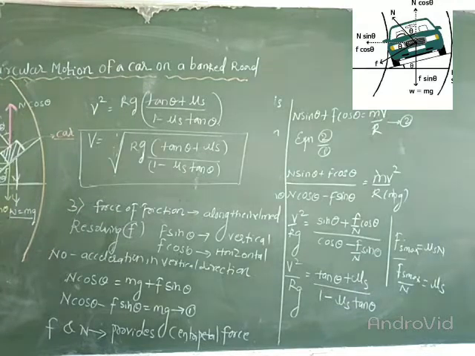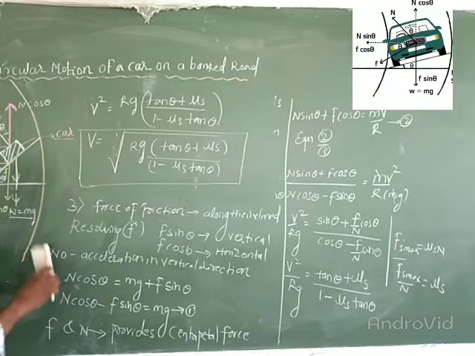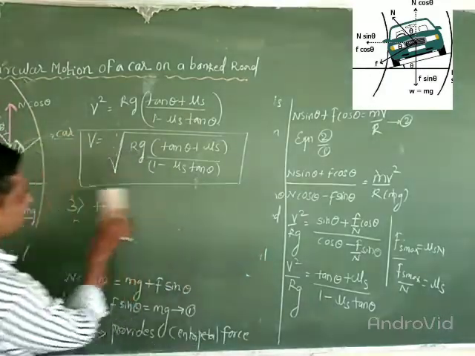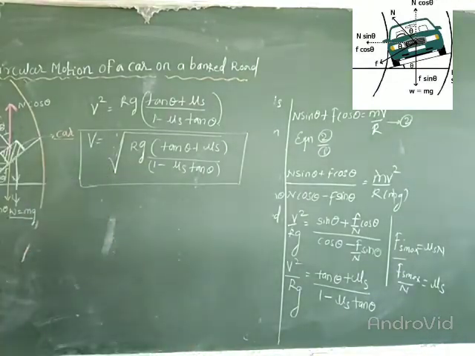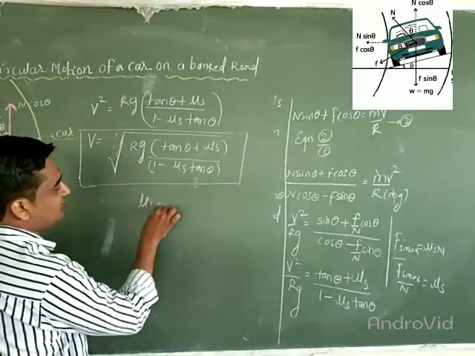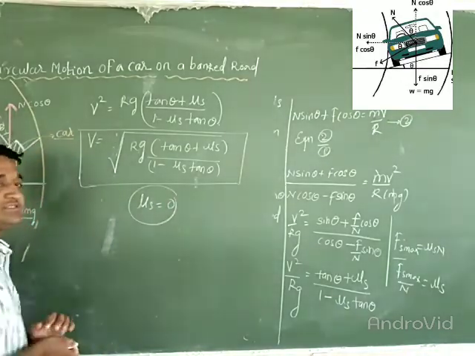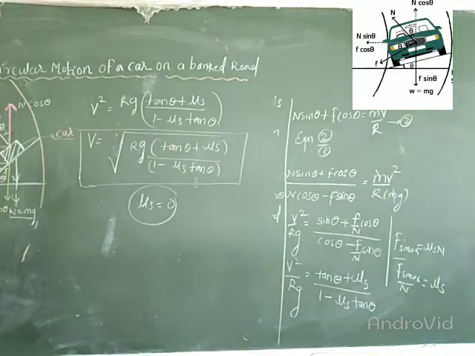Again, if you want to find the maximum speed or the optimum speed of a vehicle on a banked road, that can be obtained by putting mu s is equal to 0, right? That means there is no friction. Mu s is equal to 0 means there is no friction. So by putting mu s is equal to 0, we can obtain the maximum or the optimum speed of a vehicle moving on a banked road.